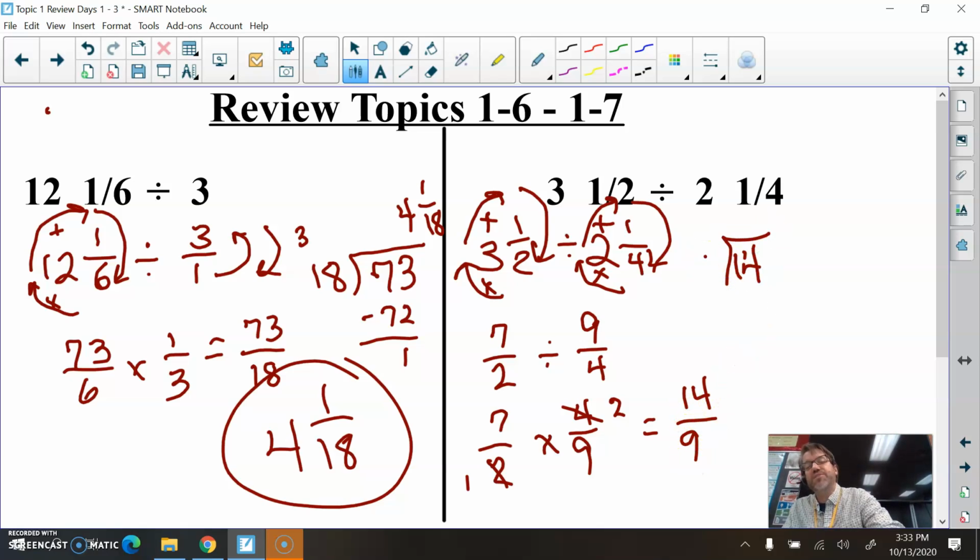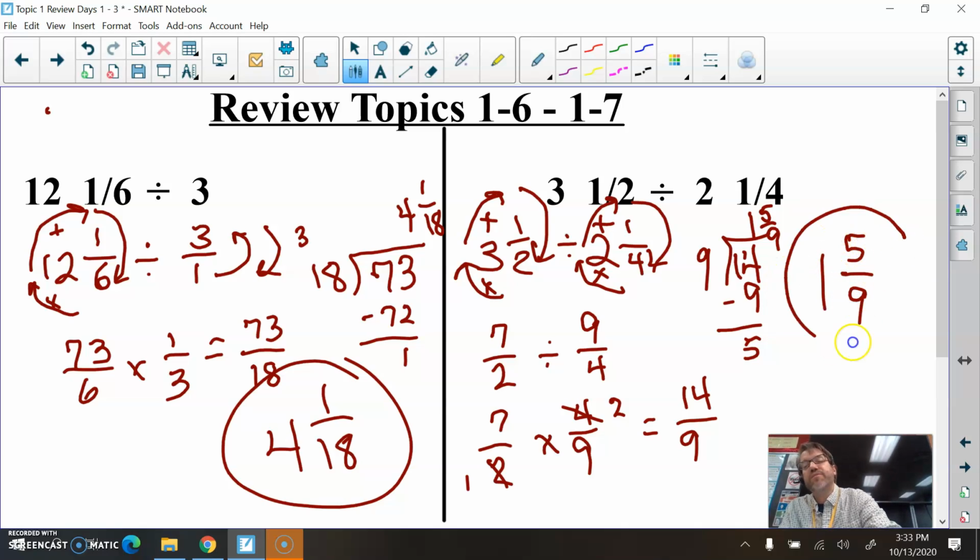This is going to be a lot easier than that last one, isn't it? So 9 does go into 14 one time. 1 times 9 is 9. Subtract, we have a remainder of 5. Again, the remainder goes over the divisor, so it's 1 5/9. That's all crowded, so I'm going to rewrite this one also. 1 5/9. There's my answer. And I'm done. That's all we have to do with dividing.